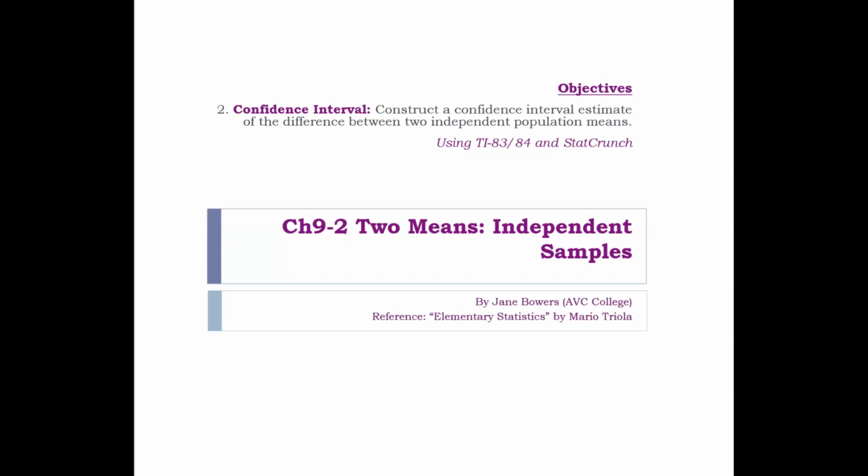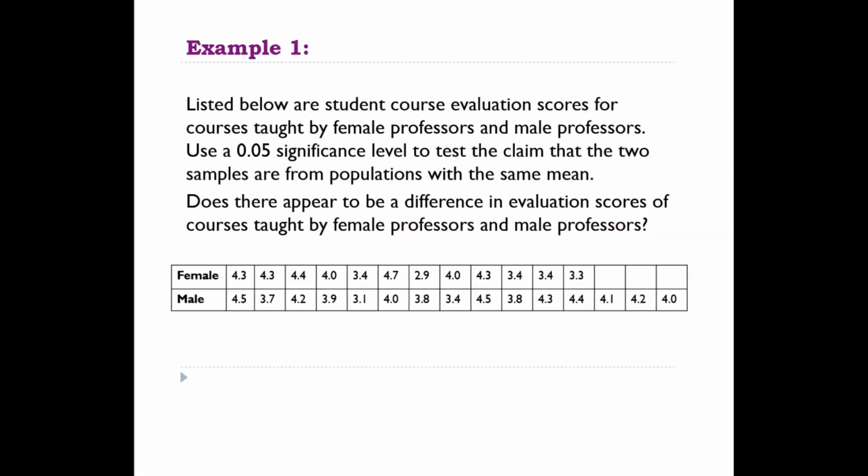This is part 2 of chapter 9.2, making inferences about two means, independent samples. We're referencing our book Elementary Statistics by Mario Triola. And in this part, we'll look at how to construct a confidence interval estimate of the difference between the two independent population means. We will use the same example that we used before, the same values.